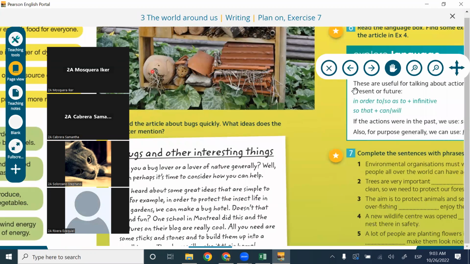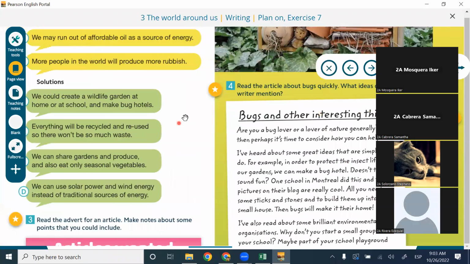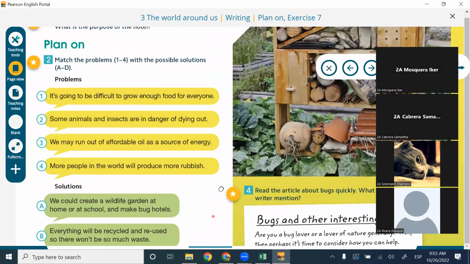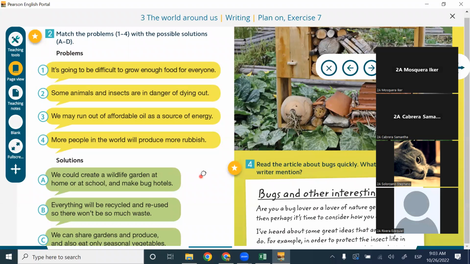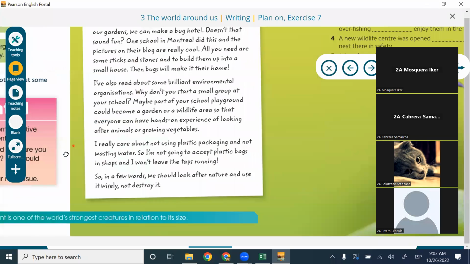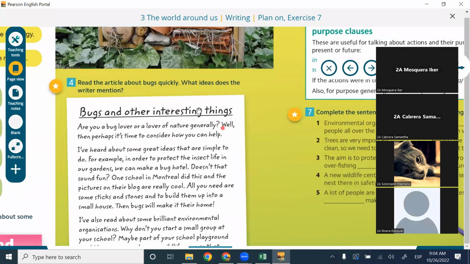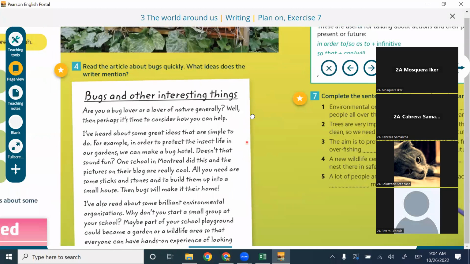Si la sesión se cae, nos volvemos a conectar de inmediato, por favor. Hemos visto problemas y soluciones. Hemos visto articles wanted. Tenemos aquí un ejemplo del artículo que usted va a trabajar.